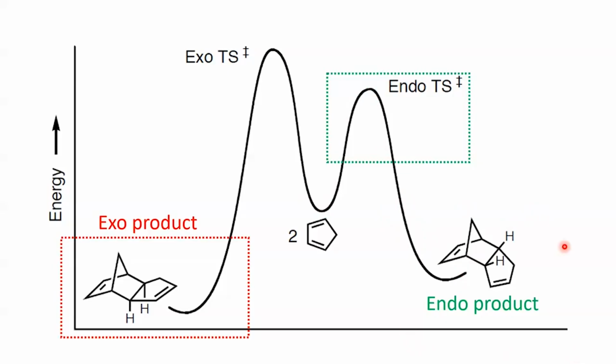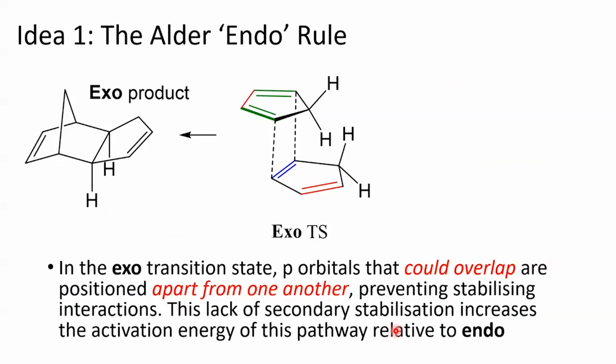which is still energetically favourable, but not quite as much as the exo product. So why would this be? Well, we need to understand why one transition state is lower in energy than the other. The first one we're going to consider is the exo product transition state. This is the one that does not form.